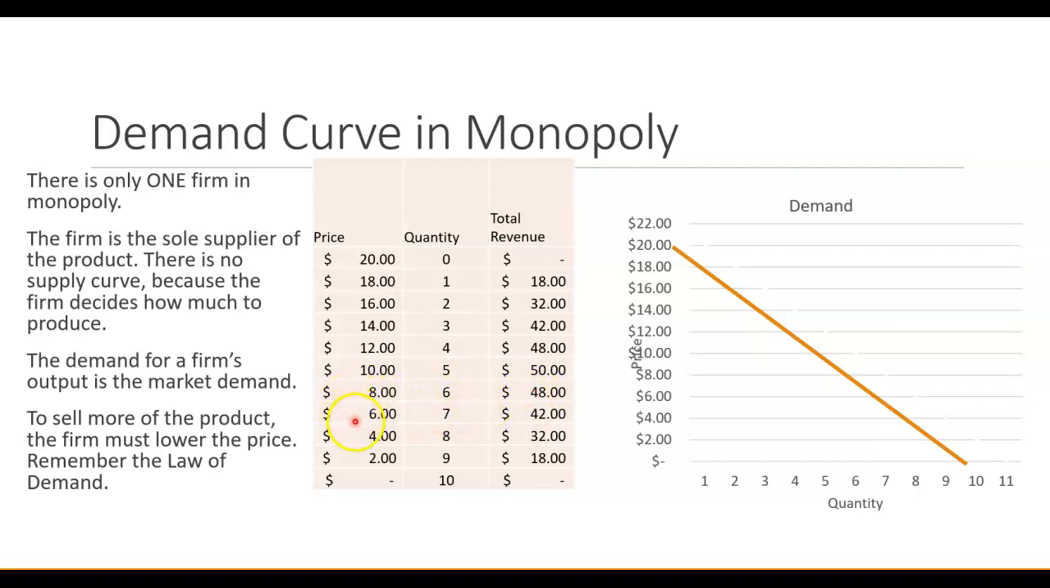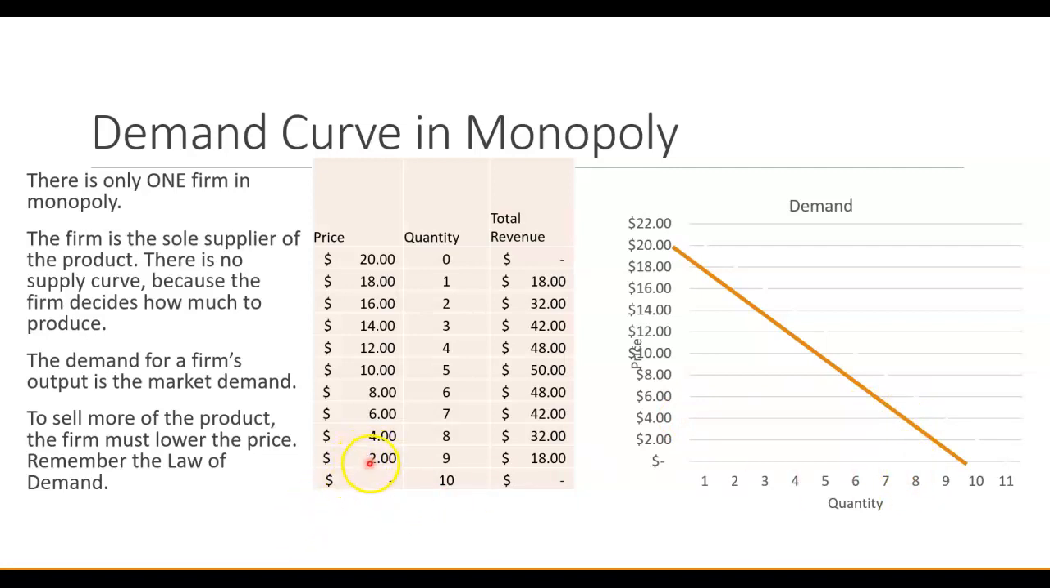Let's lower the price again and see if we can sell more. And we do. We sell more units. So 6 times 7 is $42. Our revenue continues to drop. We lower the price to $4, and our quantity is 8. And 4 times 8 gives us total revenue of $32. Our revenue still goes down.